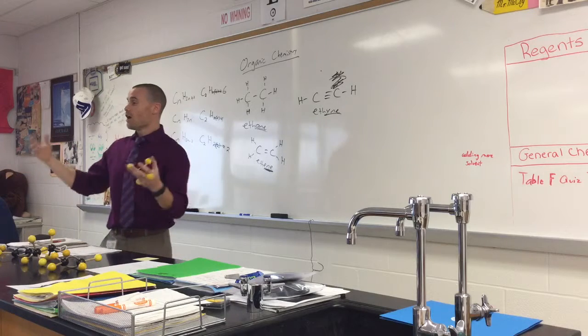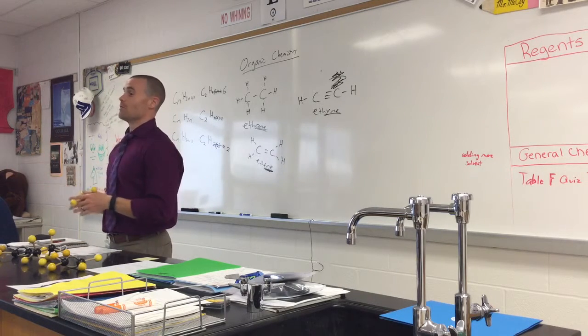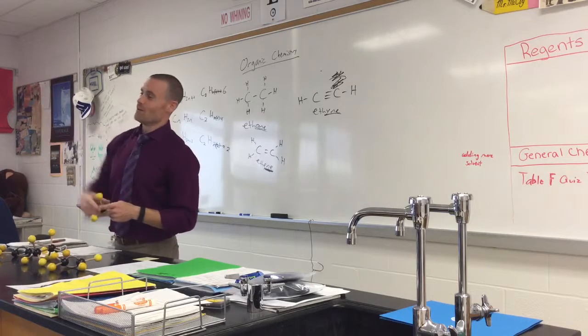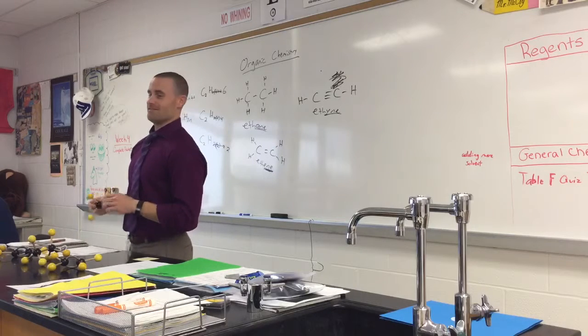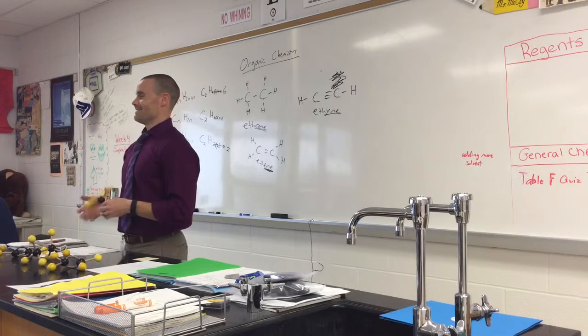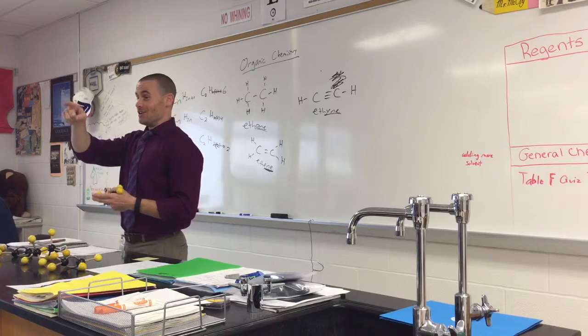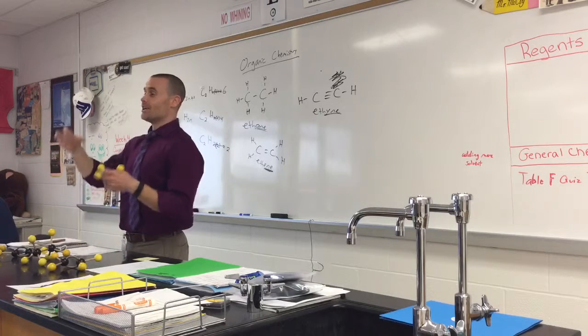So, does anyone know what you're supposed to do to combat free radicals? Eat fruits and vegetables. Guess what they have? Antioxidants, right? Blueberries. Antioxidants kill free radicals.